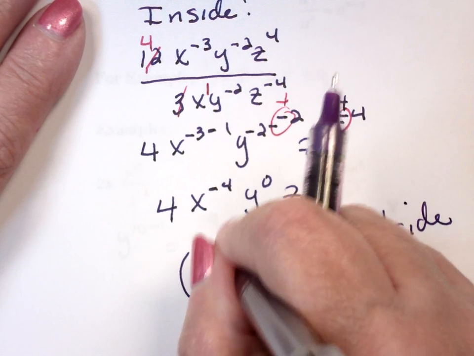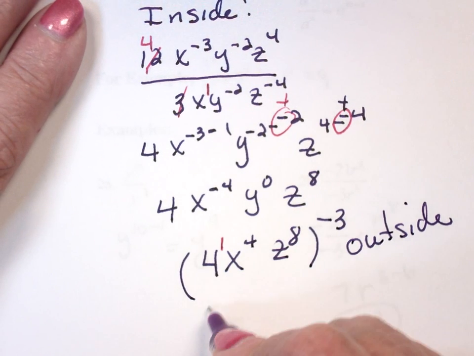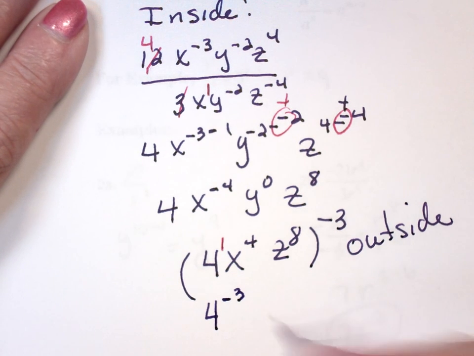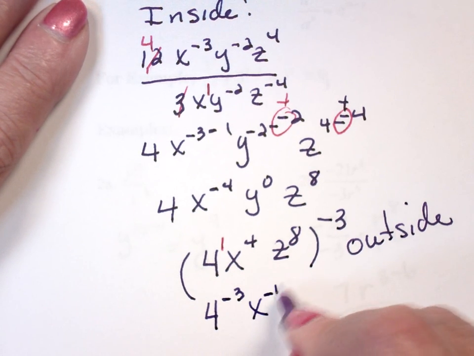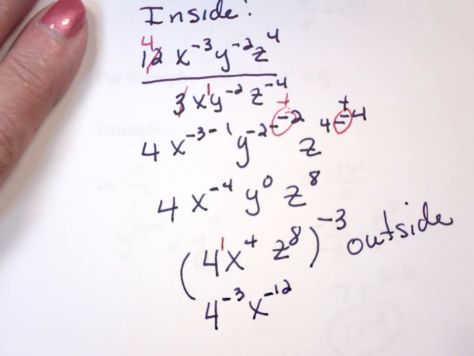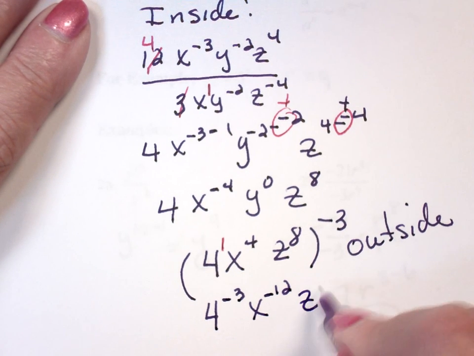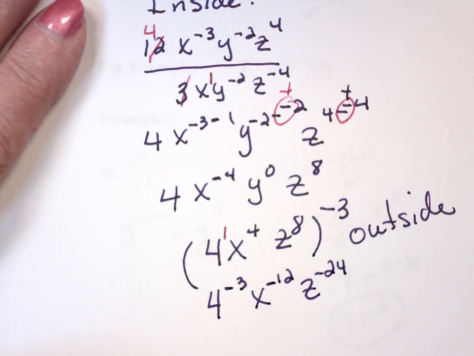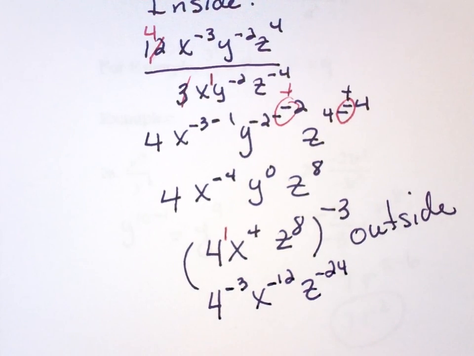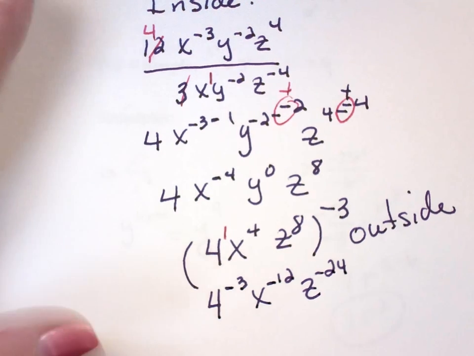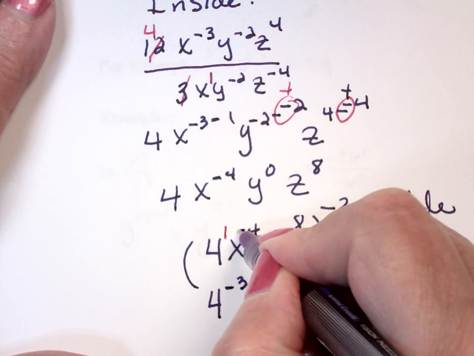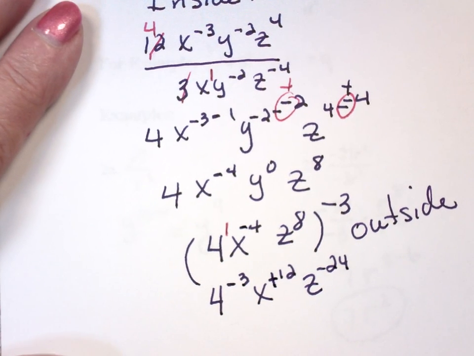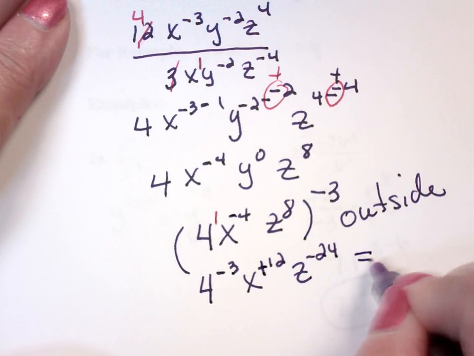4 has an exponent of 1. 4 to the negative 3. X to the negative 12. Isn't that crappy? Z to the negative 24. So what do you notice? Uh-oh, what did I do wrong? Oh, this is x's minus. Thank you very much. Whew. Not as bad as I thought.